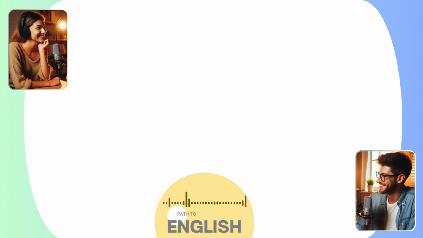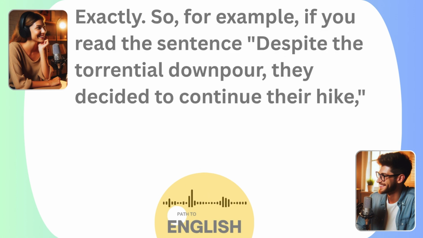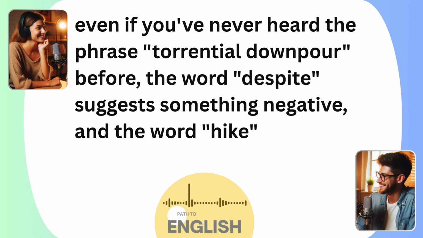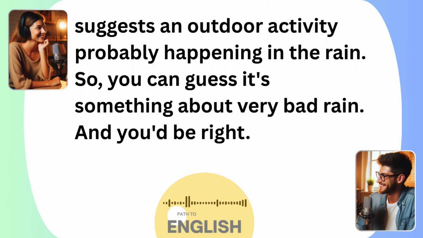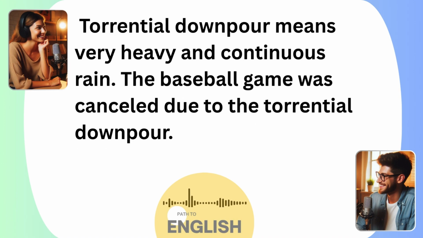So, for example, if you read the sentence, despite the torrential downpour, they decided to continue their hike, even if you've never heard the phrase torrential downpour before. Mm-hmm. The word despite suggests something negative, and the word hike suggests an outdoor activity, probably happening in the rain. So you can guess it's something about very bad rain. And you'd be right. Torrential downpour means very heavy and continuous rain. The baseball game was canceled due to the torrential downpour.